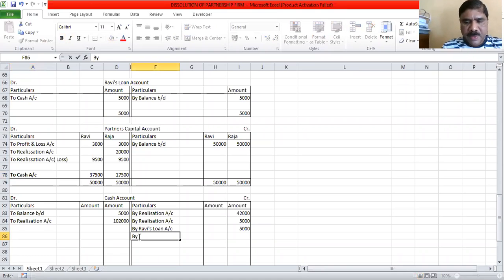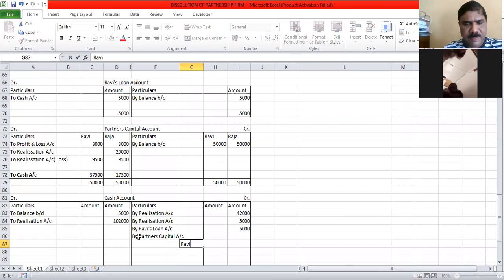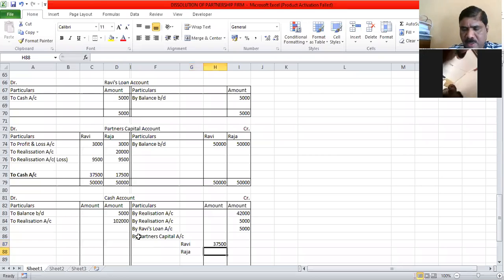Credit side. By partners capital account. Under that, Ravi. How much is paid to Ravi? 37,500. And Raja, how much is paid? 17,500. Add it.